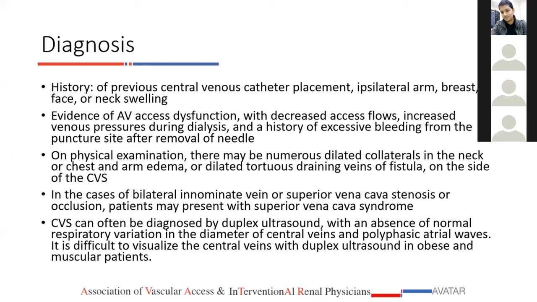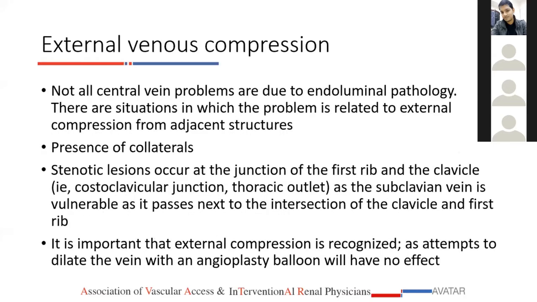also do therapeutic intervention. However, one must remember that not all central vein problems are due to endoluminal pathology. So there could be presence of collaterals, and there could be stenotic lesions which occur at the junction of the first rib and the clavicle.